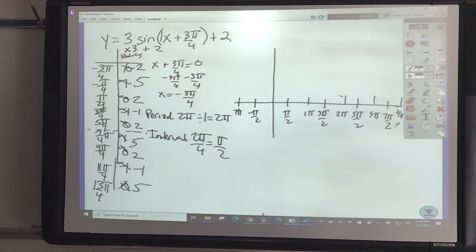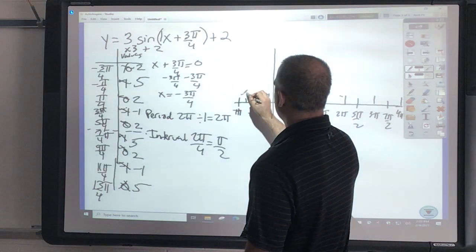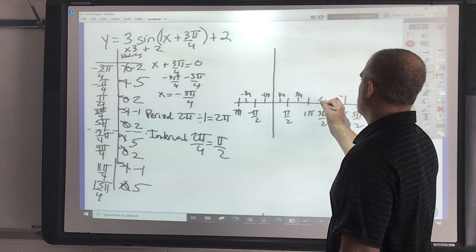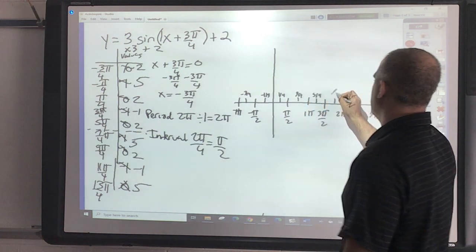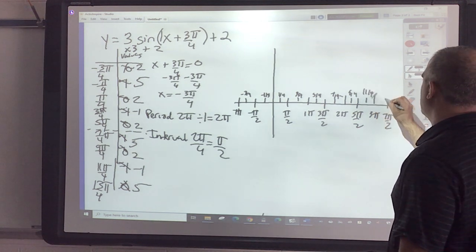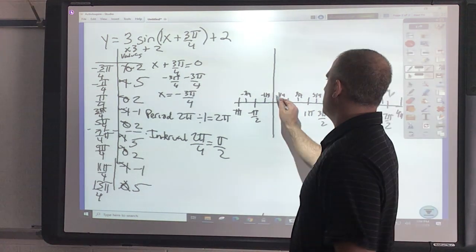Now I've got to cut this in quarters. So it's -1/4, -3/4, 1/4, 3, 5, 7, 9, 11, and then 13. Okay, that's good. That's all I need. All right, so at -3/4 pi, I'm up at 2.